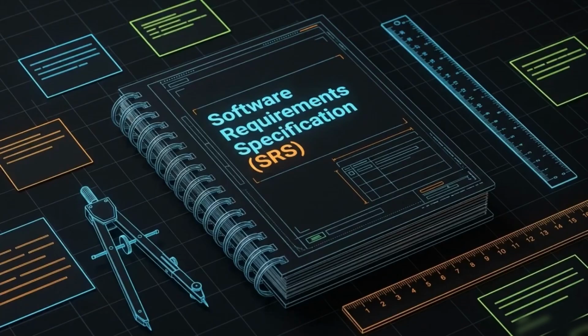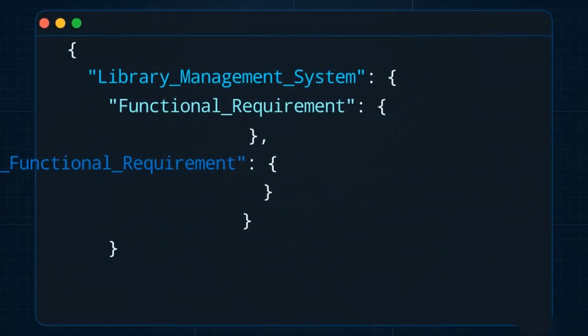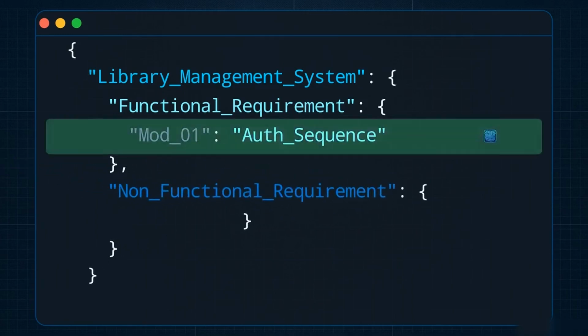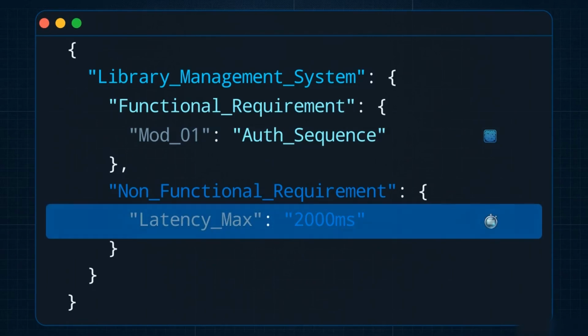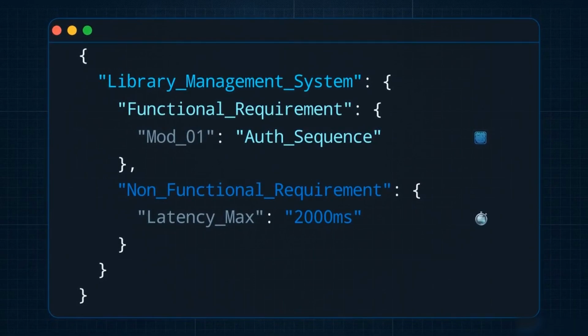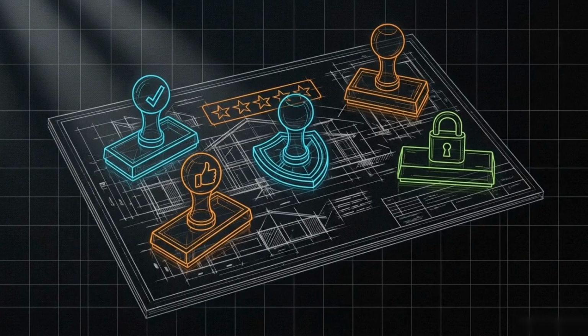Once the analysis pipeline is complete, all the approved requirements are compiled into a formal deliverable called the Software Requirements Specification, or SRS. Looking at this JSON structure for a library management system, you can see how an SRS separates information. It isolates functional requirements, the specific actions the system performs, like student login, from non-functional requirements, which are the system constraints, like ensuring the response time stays under 2 seconds. A high-quality SRS must consistently hit 5 criteria. The document must be correct, complete, clear, consistent, and verifiable.